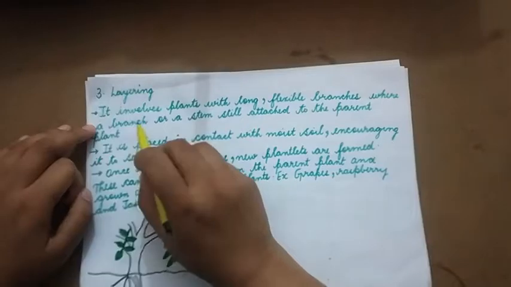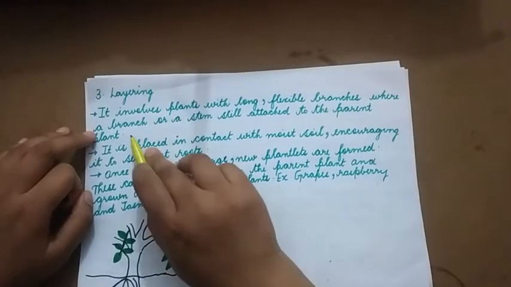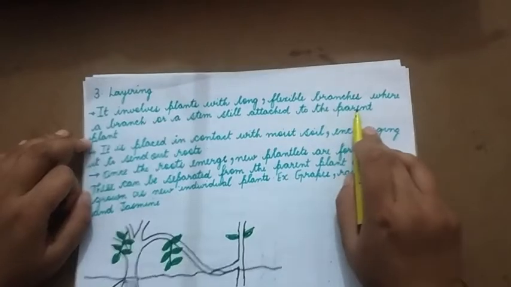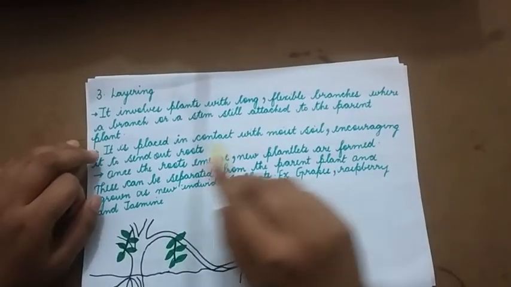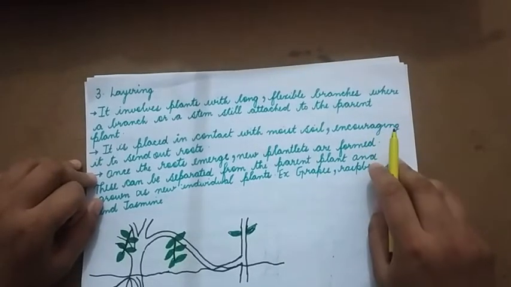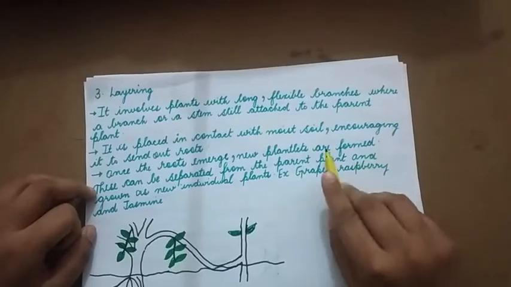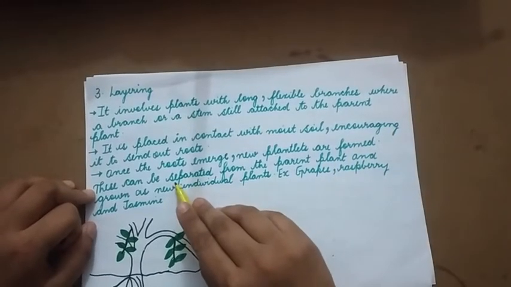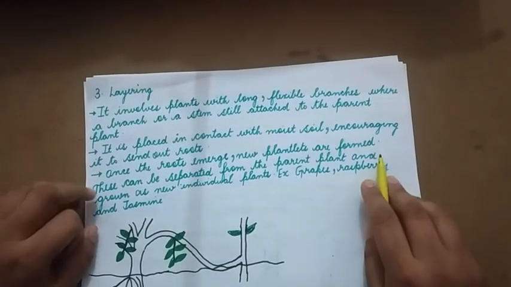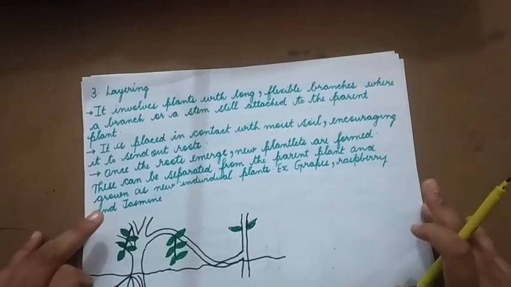Layering. It involves plants with long flexible branches, where a branch or a stem is still attached to the parent plant. It is placed in contact with the moist soil, encouraging it to send out roots. Once a root emerges, new plantlets are formed, and these can be separated from the parent plant and grown as individual plants. Now what is this layering?